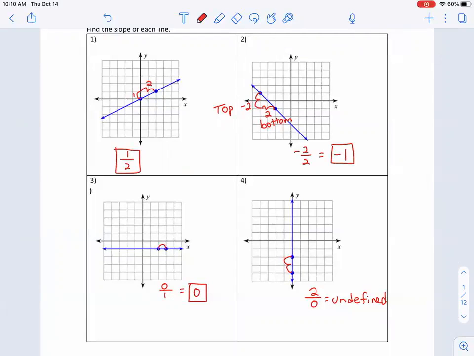So in fact, if you come across a horizontal line, you don't even have to do any work, just write 0. You don't even have to show the 0 divided by 1. If you come across a vertical line, just write undefined. You can show the work if you want to, but you don't have to. You don't have to show the 2 divided by 0, just write undefined.